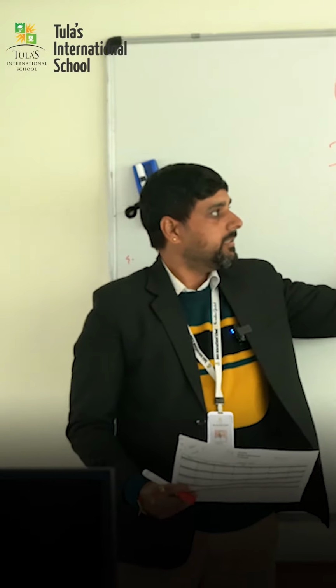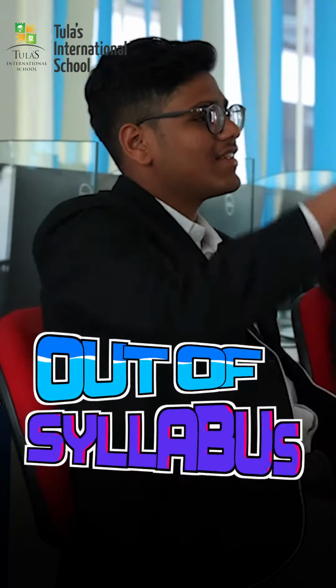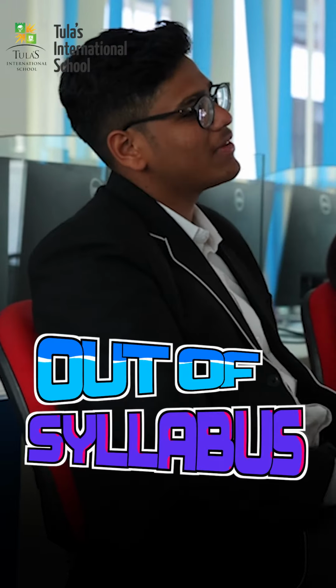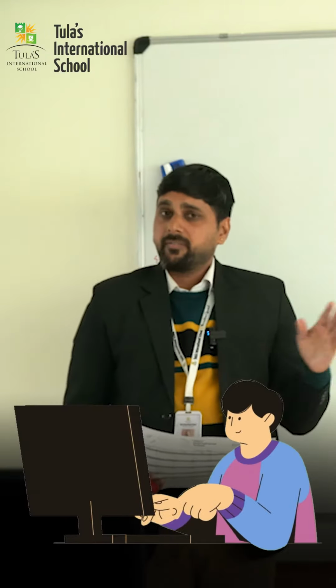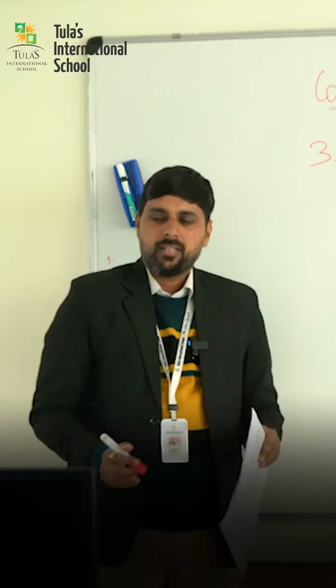31st October is equal to 25 December. Can you prove this? In computer science, everything is possible. You know how? I'll show you.